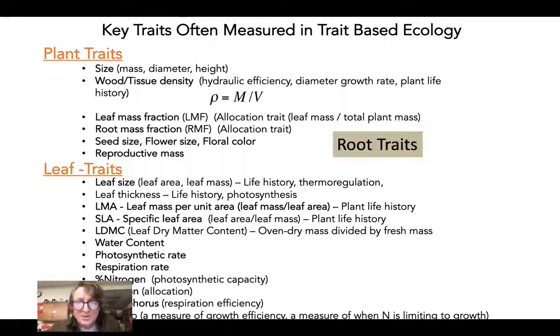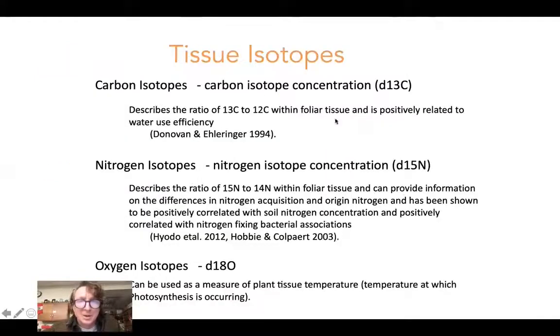There's also root traits. We may talk a little bit more about root traits. Let's kind of move on. We're also likely going to be talking a little bit more in the course about tissue isotopes, in particular carbon isotopes, nitrogen isotopes, and also oxygen isotopes. These are very good traits because they're reflecting different physiological processes within plants, and also help us characterize differences in ecological and evolutionary strategies. And so with a lot of the leaves that we collect in our plant functional trait courses, we also do isotopic analyses of these later on.